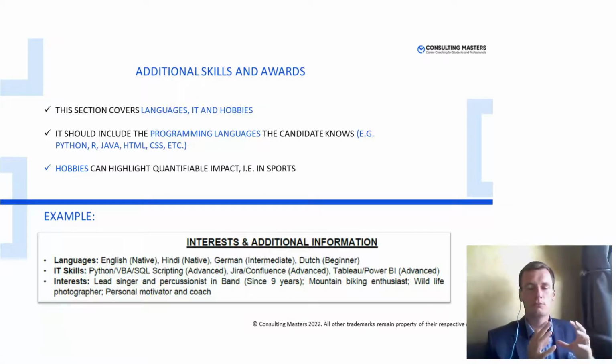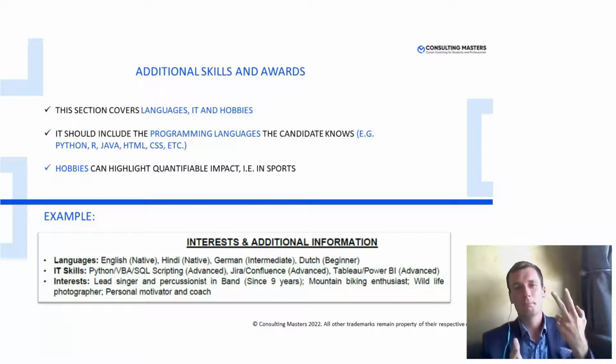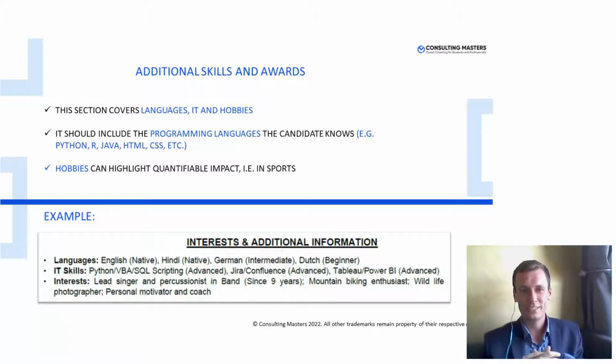But this is not very necessary. I mean, some of you will be having just Microsoft Office and PowerPoint and Excel. So these are the 2 most important skills that you actually need for consulting. Everything else is just a good add-on. And then in your hobbies or in your personal interests, you can also highlight quantifiable impacts, especially in the sports, if we're talking about it.